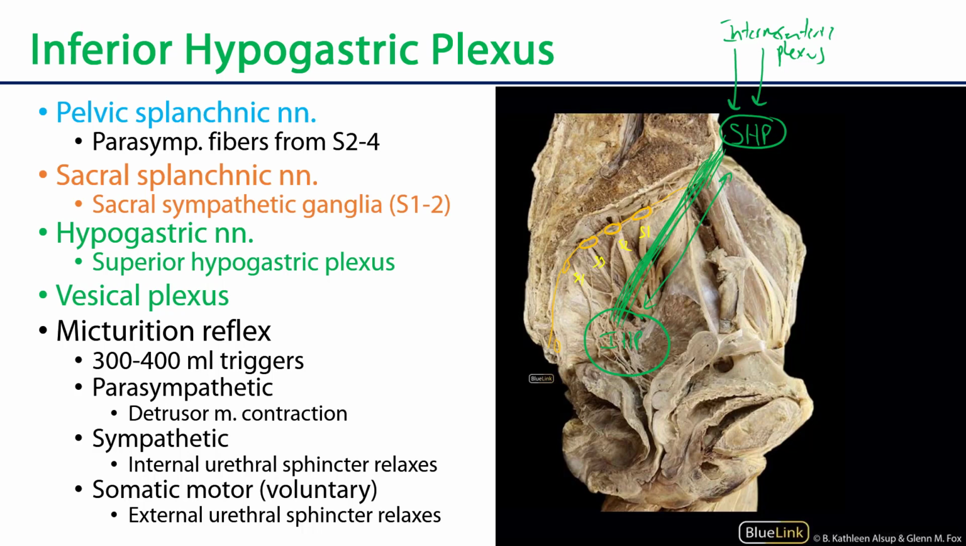And coming off of these ganglia, and generally it's from the S1 and S2 ganglia, we've got one there, and here I can see one from an S3 going down there. These are sacral splanchnic nerves. So these are sympathetic fibers from the sacral ganglia that are feeding into the inferior hypogastric plexus.